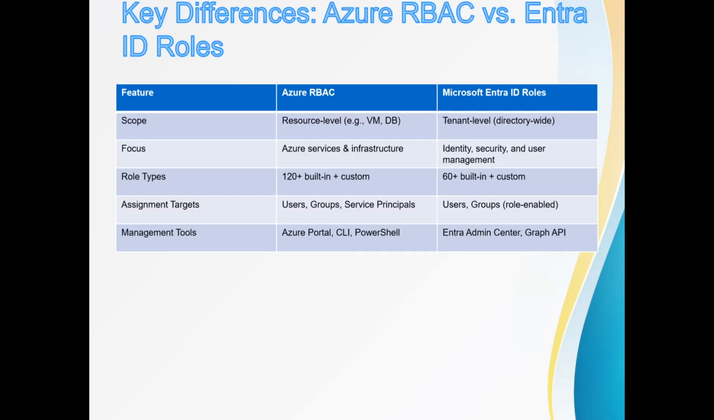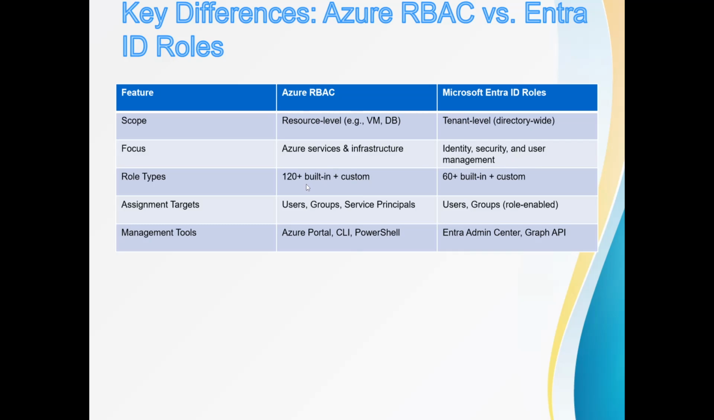So the main differences between Azure RBAC and Entra ID are mentioned here. The scope of Azure RBAC is at the resource level, like a virtual machine or a database, and the scope of Entra ID rules is at the tenant level, which is the complete directory level. The focus of Azure RBAC is mainly access control for Azure services and infrastructure, and for Microsoft Entra ID it is identity, security, and user management.